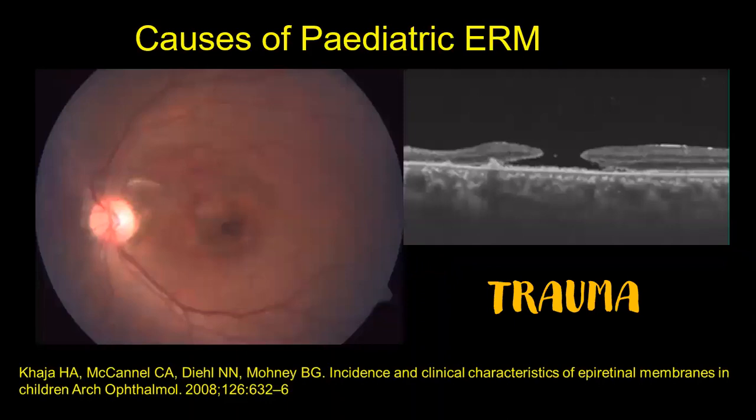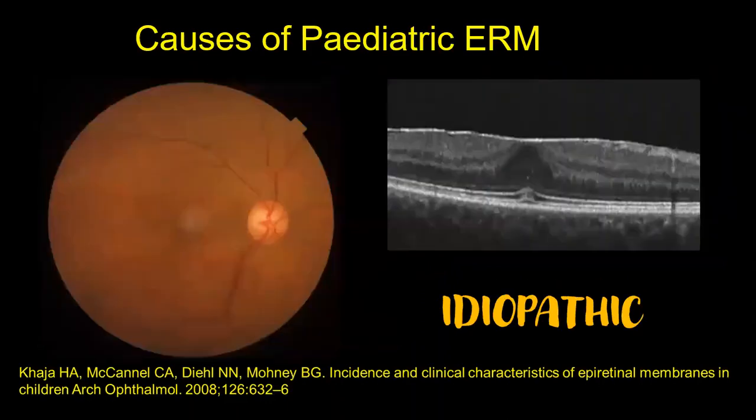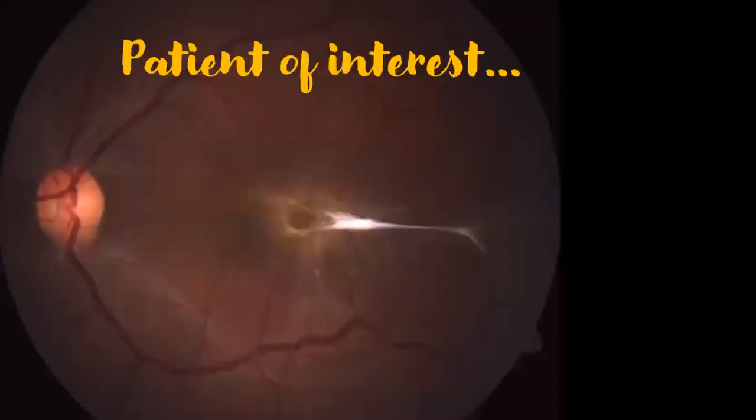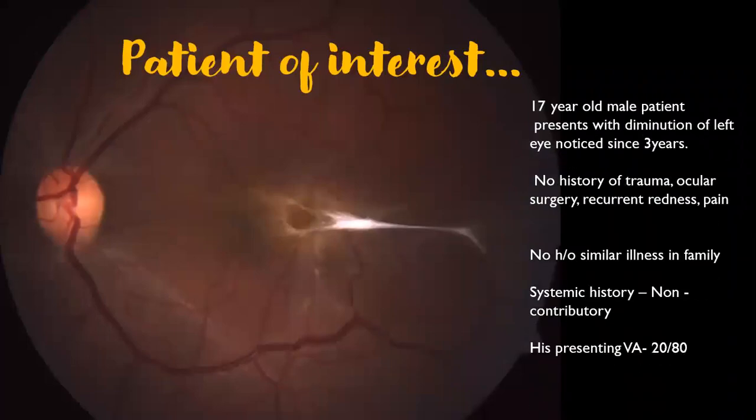So multiple causes of epiretinal membrane in children have been described, including trauma, idiopathic, uveitis. But our patient of interest for today is a 17-year-old male who presented with diminution of vision in left eye noticed since 3 years. There was no history of trauma, ocular surgery, redness, or pain. Family history and systemic history were non-contributory. His presenting visual acuity in right eye was 20/20 and left eye was 20/80.